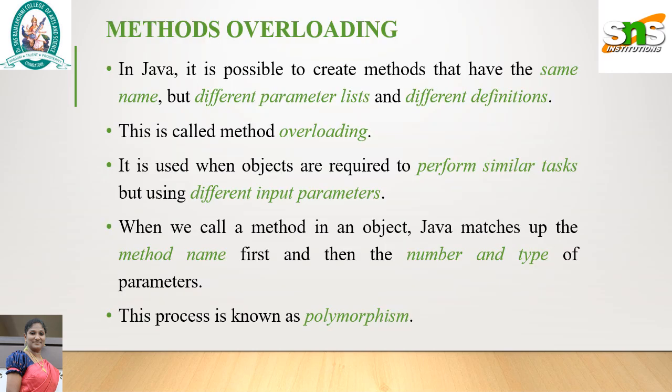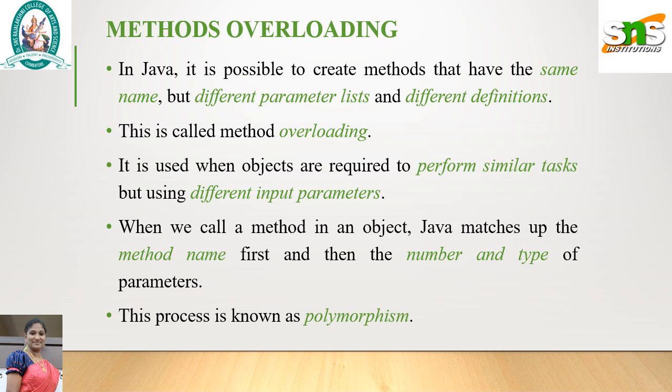Okay, method overloading. Sometimes more than one method shares the same name, but those methods differ from each other by their parameter lists, that is, a different number of parameters, or different types of parameters, and the order of parameters may be different. Those types of method declarations are called method overloading. It is used when objects are required to perform similar tasks but using different input parameters.